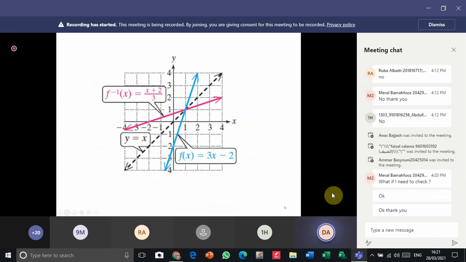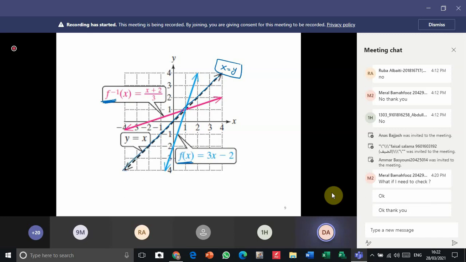Now, look at the previous example. This is f of x, and this is f inverse. Both are a reflection on the line x equals y. This is the reflection on the line, and this is the line x equals y.